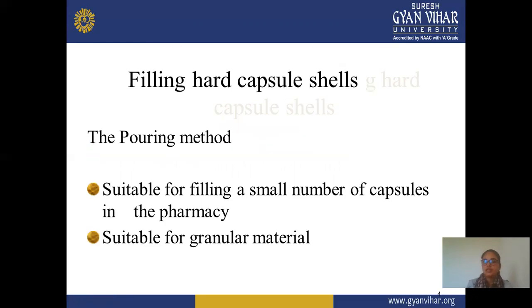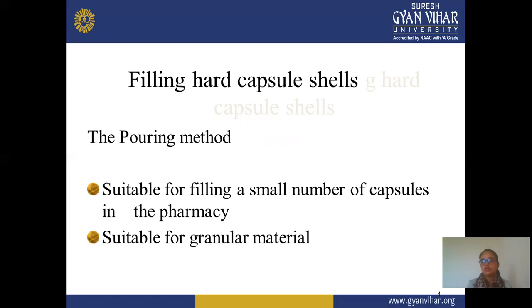Next is filling the hard capsule shell by the pouring method. The first method is the punch method, and the second is the pouring method. From the name itself, you can see that you pour your formulation into the capsule body. Pouring is suitable for filling a small number of capsules in the pharmacy. So if you are preparing capsules on a lab scale, or only a small number of capsules are required, then you can use this pouring method.